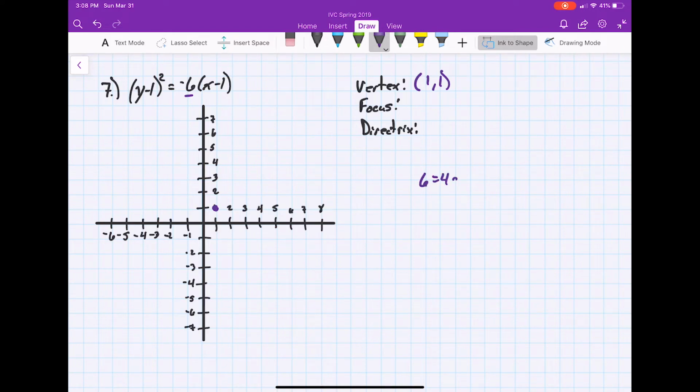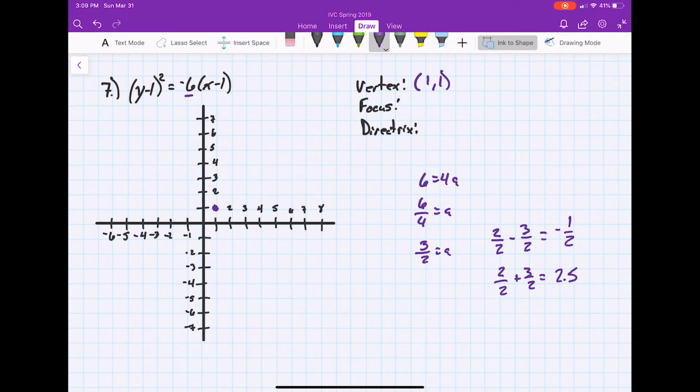Now we need to figure out what our focus is, and that's 6 equals 4a, so we're going to 4 over, and now we're going to get 3 halves is equal to a. Well, we are at 1, so 1 minus 3 halves, 2 over 2 minus 3 halves, and that equals -1/2. And then we do, of course, the other direction, and so we get 2 over 2 plus 3 halves is equal to 5 over 2.